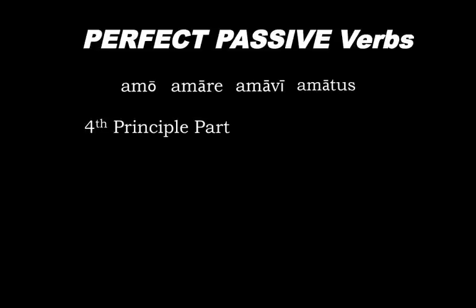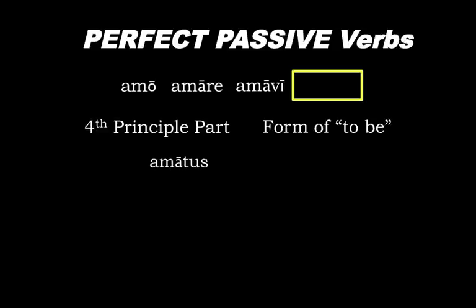Now, the perfect passive system is actually made completely differently. Instead, we need to go back and look at all of our principal parts. The perfect passive system, which includes the perfect, pluperfect, and future perfect, is now going to use the fourth principal part. It finally has a use. So we'll bring that fourth principal part down, but we need to include something else. In order to make a perfect passive system verb, we also need to include a form of the verb to be, which is like sum, est.